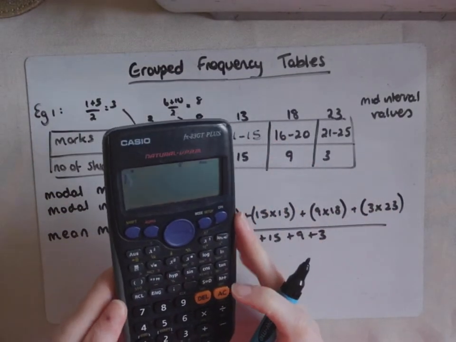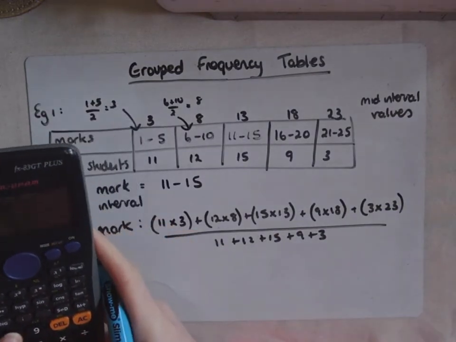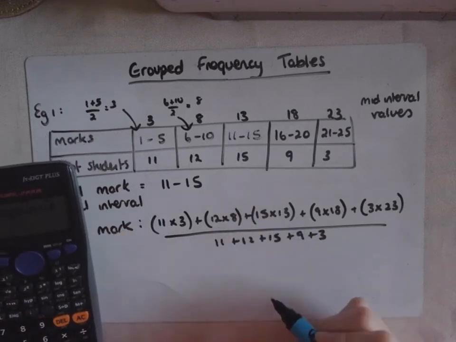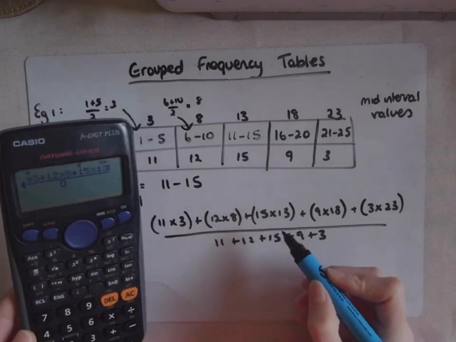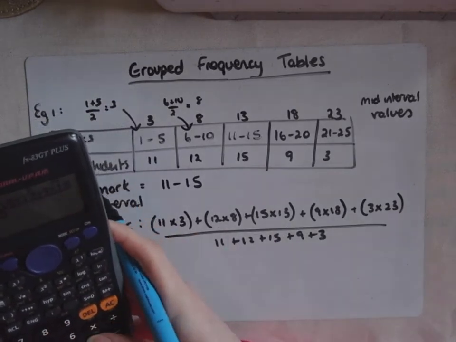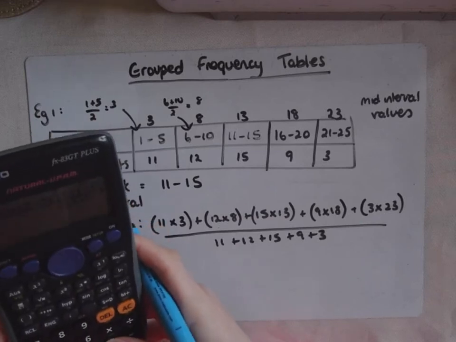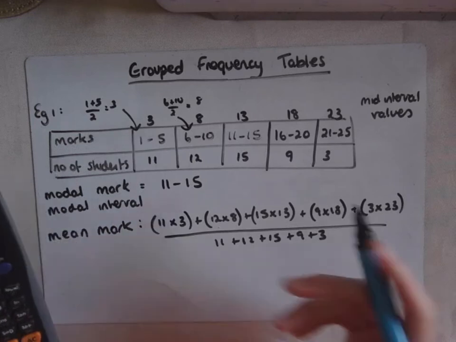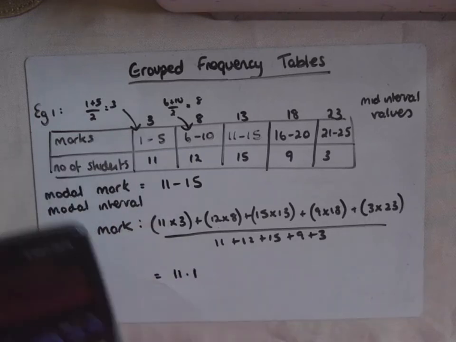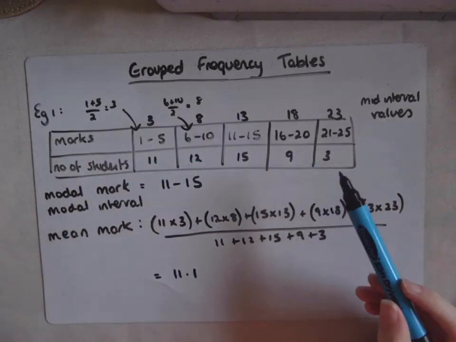Okay, and all you're going to do is throw that into your calculator exactly like you did with normal frequency tables. So, fraction button first, 11 by 3. Your calculator actually understands that you need to multiply before you add, so you don't even need these brackets in the calculator. Okay, plus 9 by 18 plus 3 by 23. And that's all over 11 plus 12 plus 15 plus 9 plus 3. So your mean mark is 11.1.